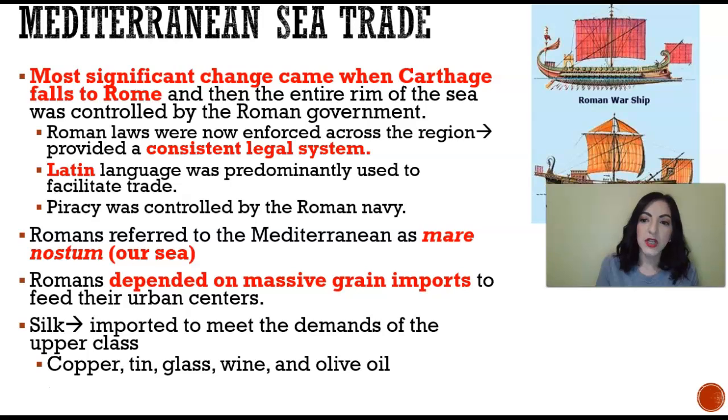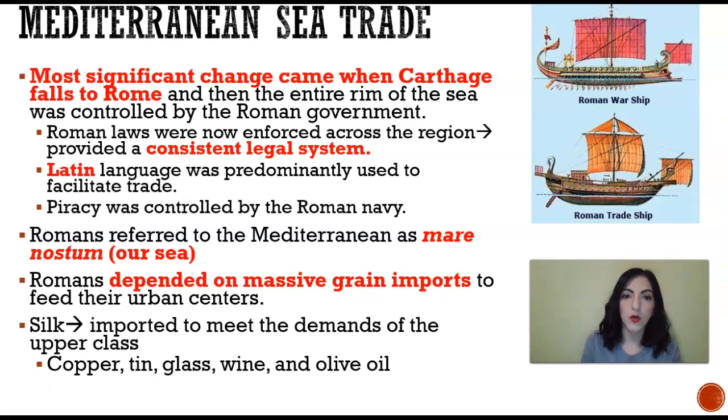The most significant change in terms of Mediterranean sea trade is going to come when Rome would actually conquer that city of Carthage that I talked about in northern Africa. Because what essentially is going to happen is that Rome is going to create this huge, giant empire for itself that reaches across all of this territory. And then I also mentioned their legal system. They're going to enforce their uniform, consistent legal system, which basically becomes international law for all these territories that go under their belt.